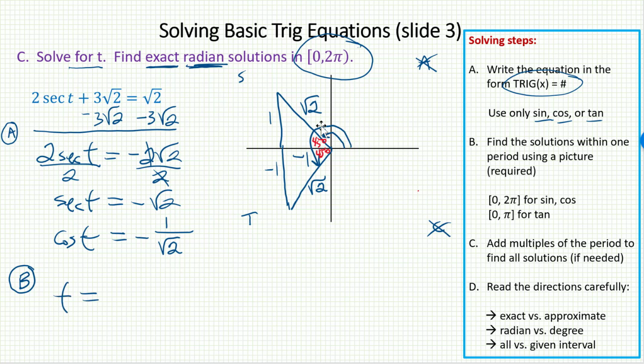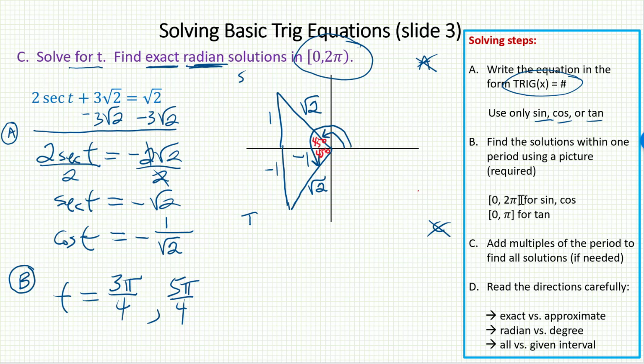Well, let's see. If this is 45, then this second quadrant angle is 135 degrees, which in radians is 3 pi over 4. And then, let's see, this other angle is 45 past 180, that's 225, which in radians is 5 pi over 4. Those are the only two solutions to the equation within one revolution.